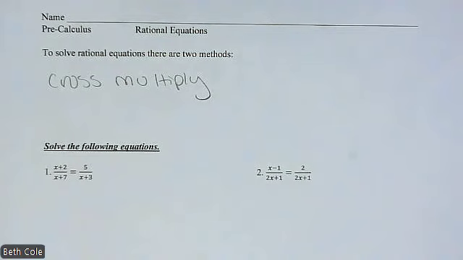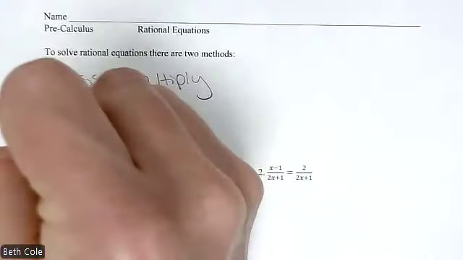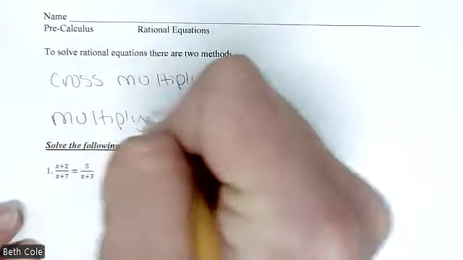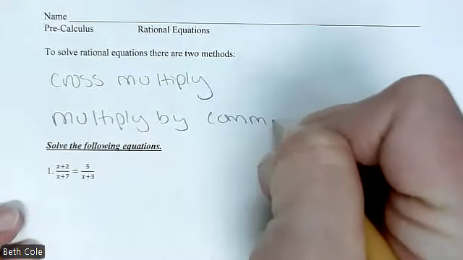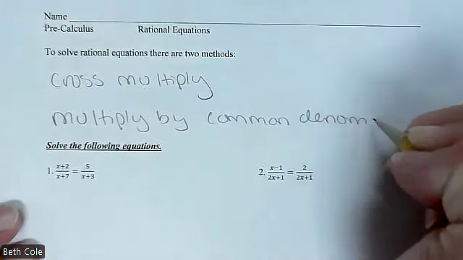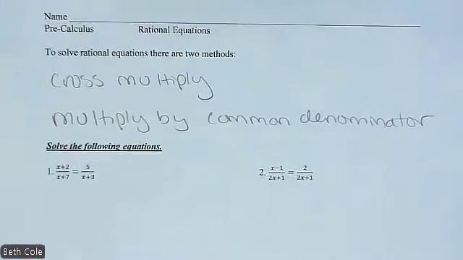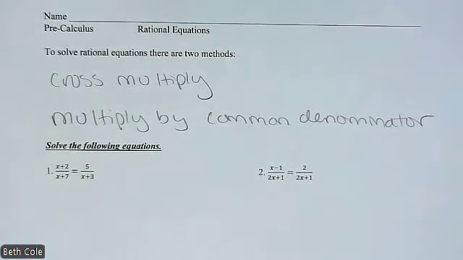You need to look up here and write this down. So if you have a single fraction equal to a single fraction, you can cross multiply. If it's more complicated, the other method is you multiply by the common denominator. And what that does, the point of that, is it's going to cancel out all the fractions. It makes all the fractions go away. Basically, in your first step, you should get rid of all the fractions.